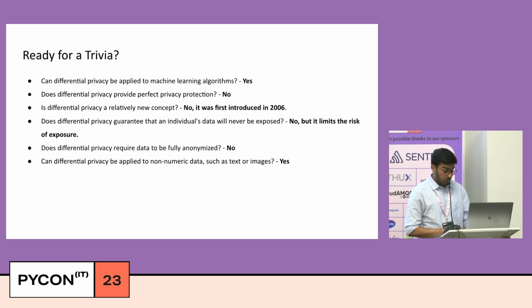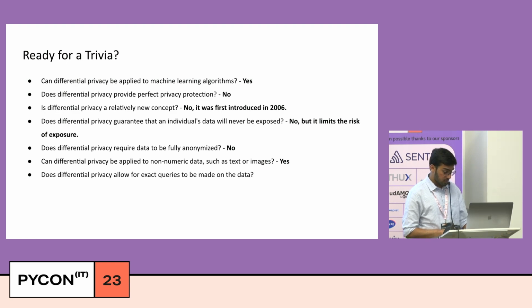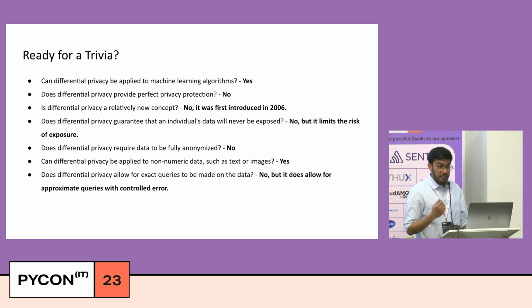But there is support for data sets which contain text or images, and we can add noise accordingly, and our differentially private algorithms would still work. Does differential privacy allow for exact queries to be made on the data? The answer is no. We still get noisy outputs of our queries, and it allows for approximate queries with a control on the amount of error that we can allow.